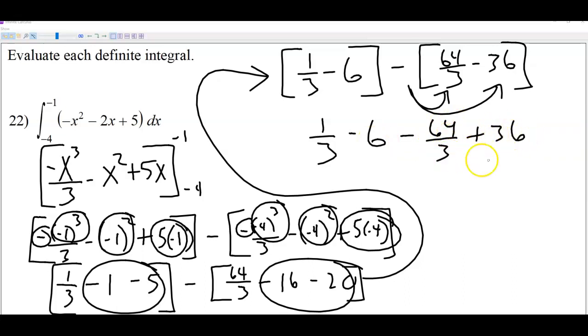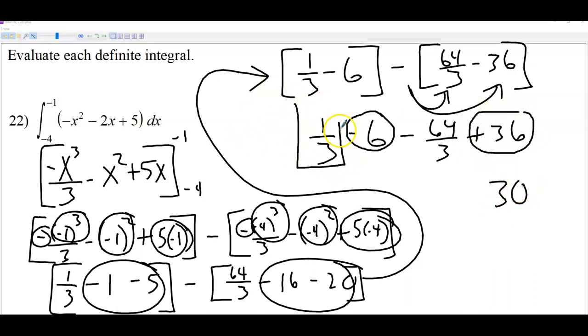And that causes both the signs in the second set to switch. Now at this point I'm going to combine everything that's already matching, like this can be combined with this to make 30. And then this can be combined with this to make -63.